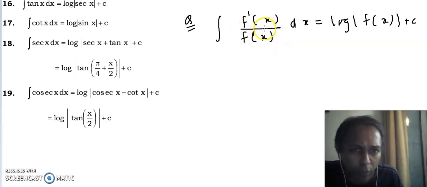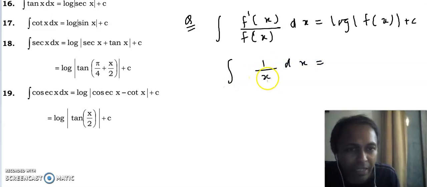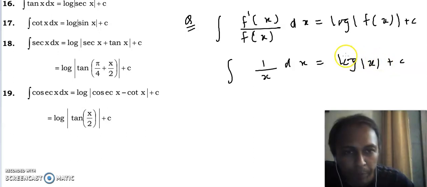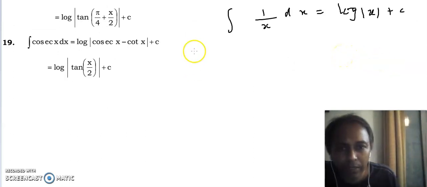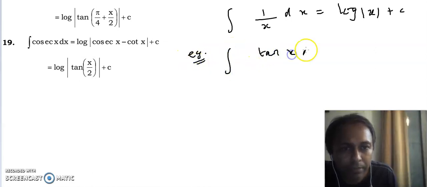In the meanwhile, if you observe this, we are trying to say here that if a function is there in the denominator and its derivative is in the numerator, the answer is log mod f of x. Take an example, say we have 1 upon x. X's derivative is 1, so it matches this. Hence the integration of 1 upon x is log x plus c or log mod x plus c. Let's now try taking the example of the integration of tan x.